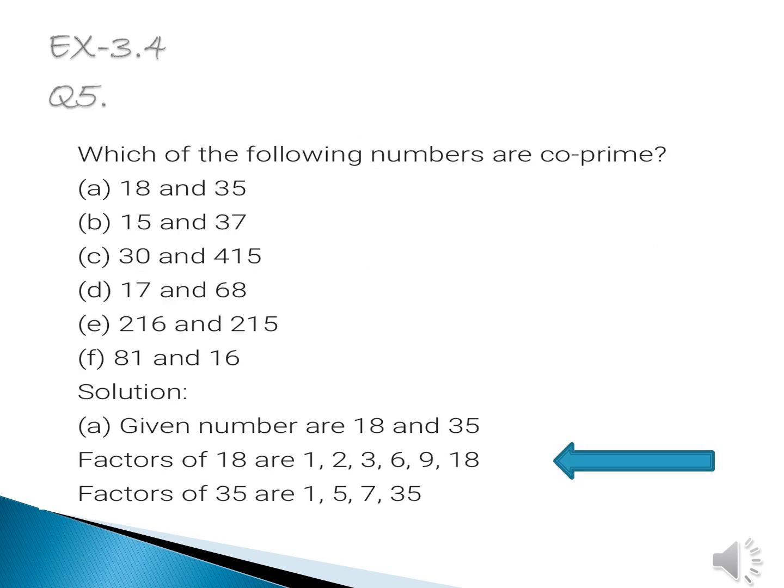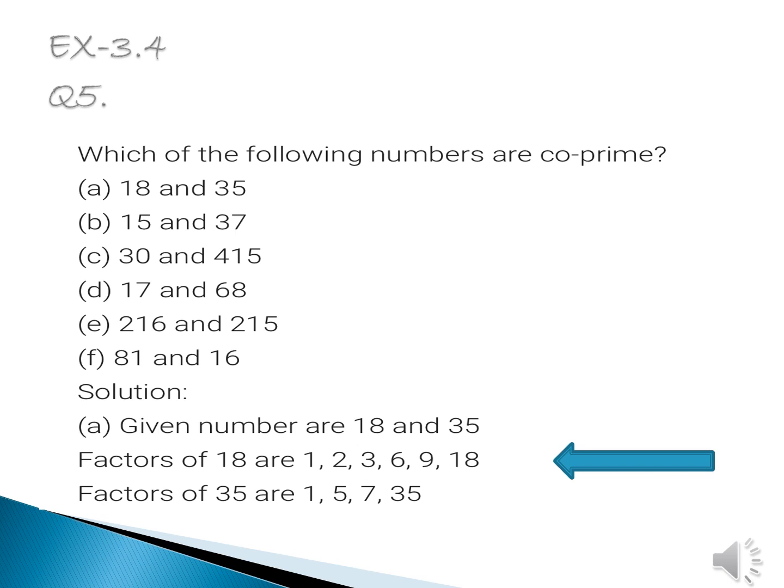Which of the following numbers are co-primes? We just discussed the definition of co-prime numbers. The numbers which have only 1 as the common factor, right? Such numbers are called co-prime numbers. So we have 6 parts here. Let us discuss a few. A part, the numbers are 18 and 35.